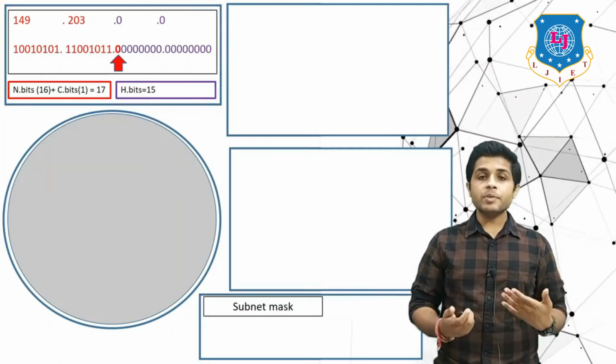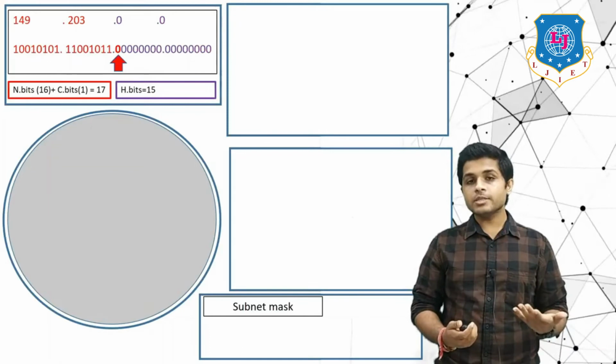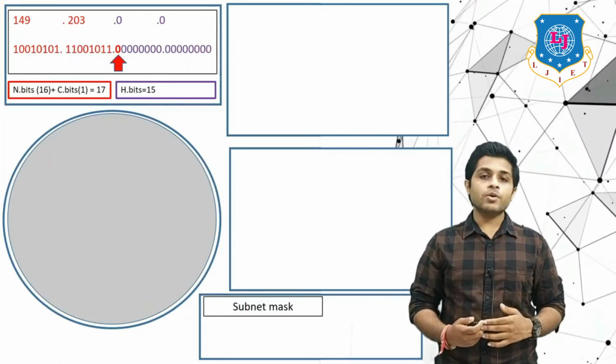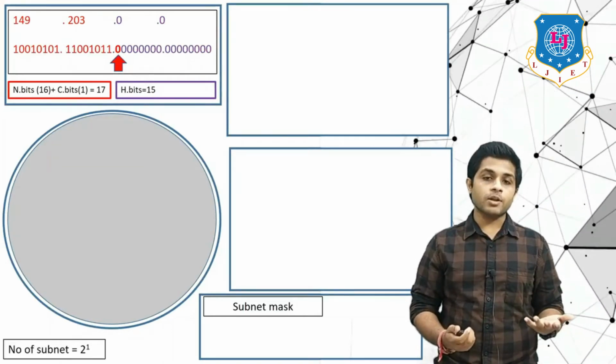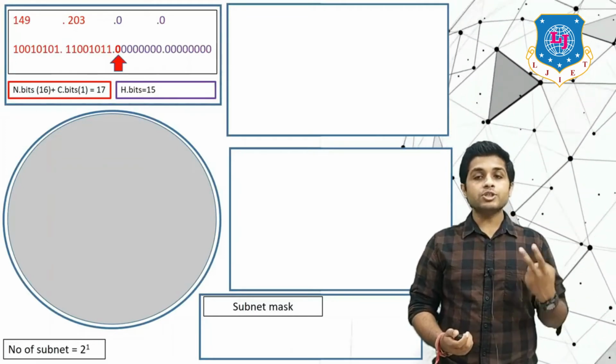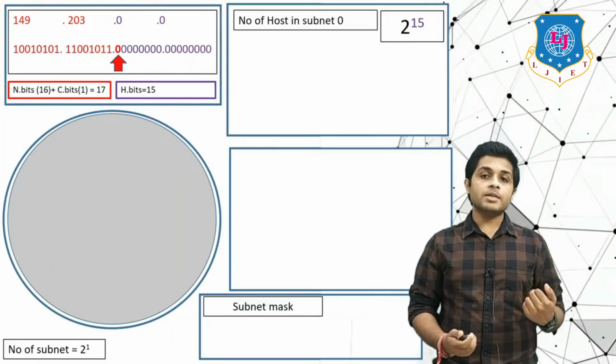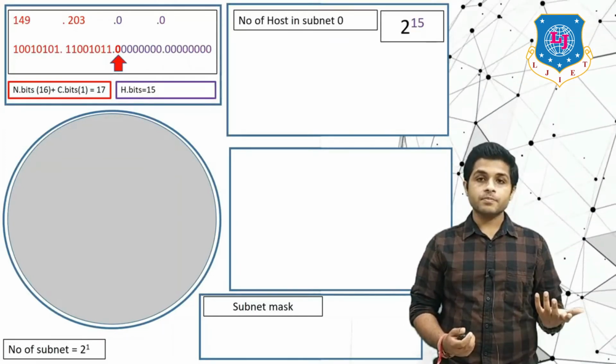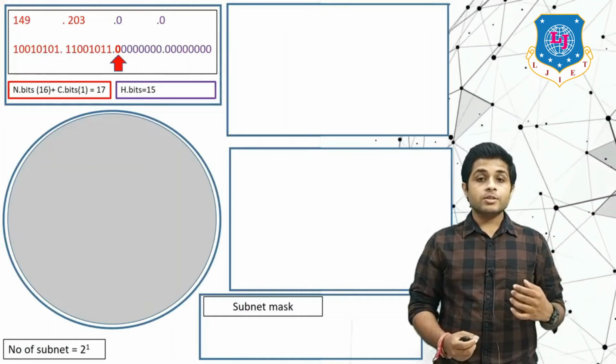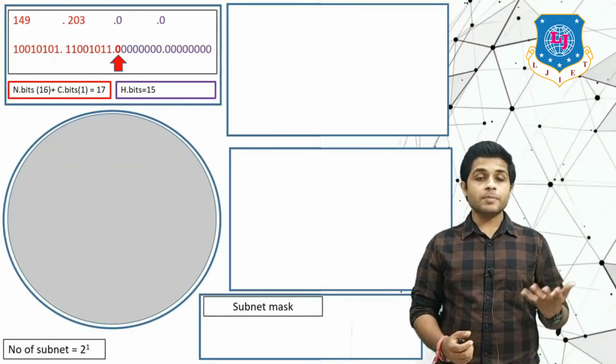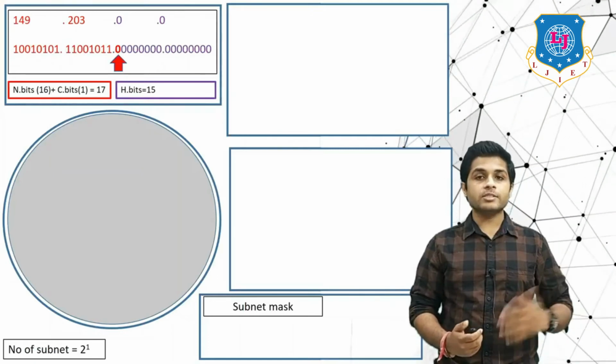So we have converted one bit into network. What information do you get from the converted bits? From the converted bits, you will know how many subnets are possible. So 2 raised to 1 means 2 subnets are possible, subnet 0 and subnet 1.